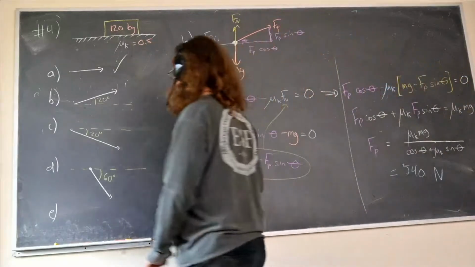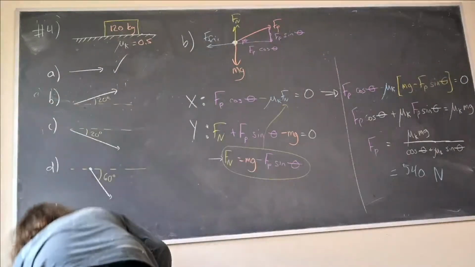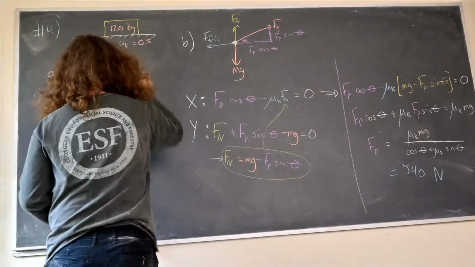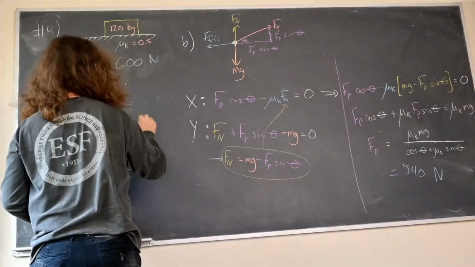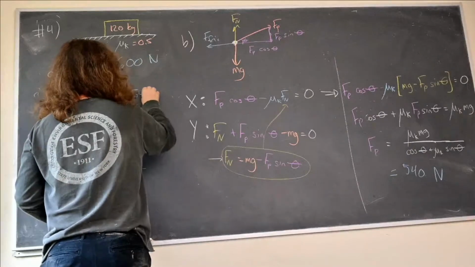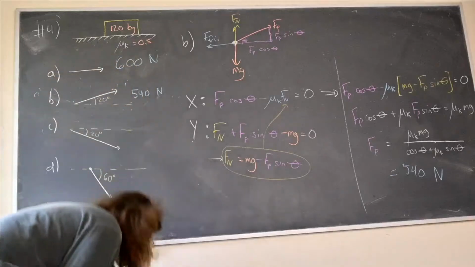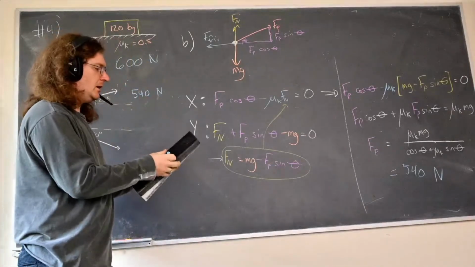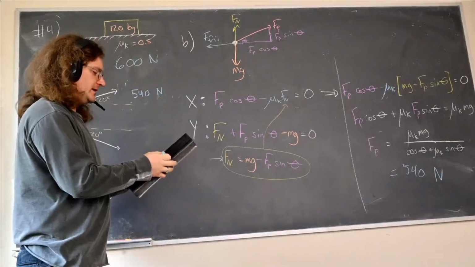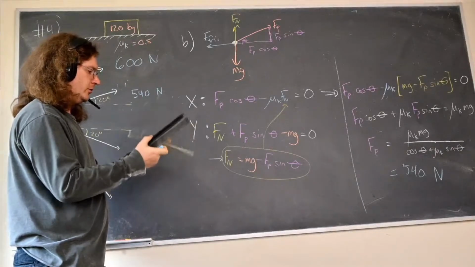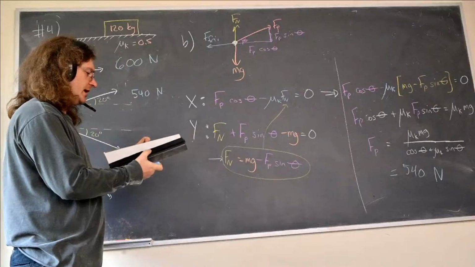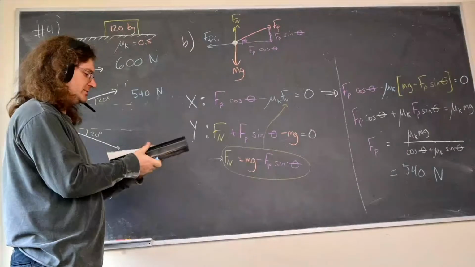Let's record our answers, just to make sure we understand what's going on here. So part A gave us, I had to push with 600 newtons. Part B, I had to push with 540 newtons. So for part C, we're going to be clever. We don't need to erase the whole board and start again. We can just change some signs.